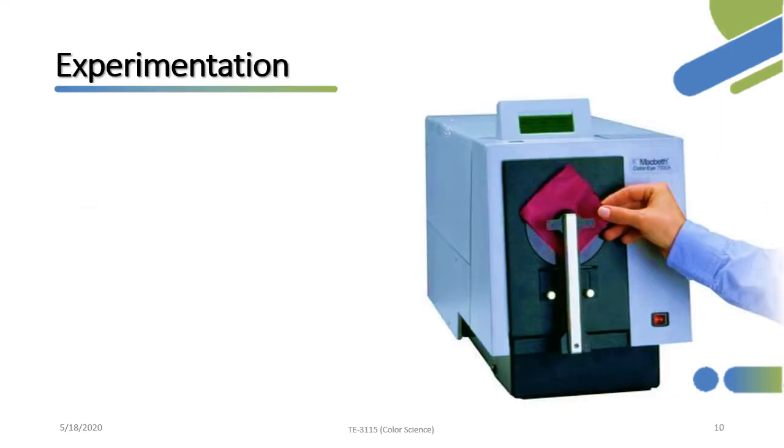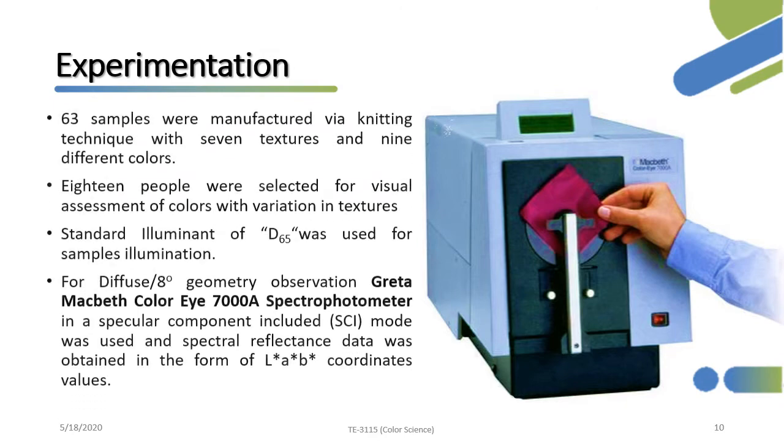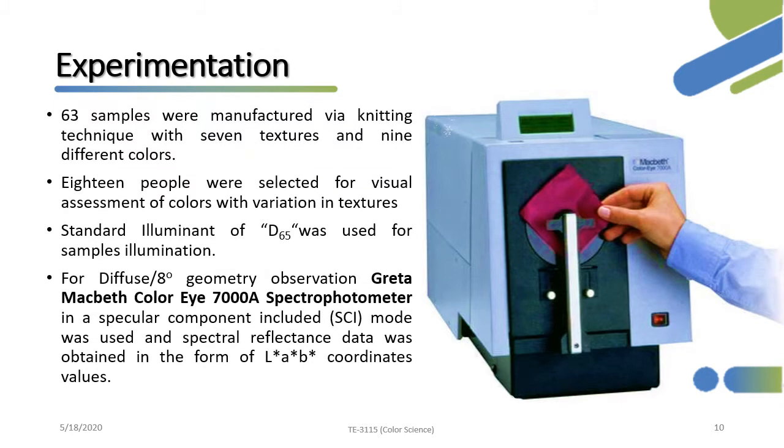And here is the experimentation of the research. The 63 samples were manufactured with 7 different textures and 9 different colors, while 18 people were selected for visual examination of color variation with respect to texture. But these 18 people were first passed through the Ishihara test of color blindness in order to check whether they are color blind or not. The standard illuminant D65 was used for sample illumination in the spectrophotometer and also in the visual assessment of samples.